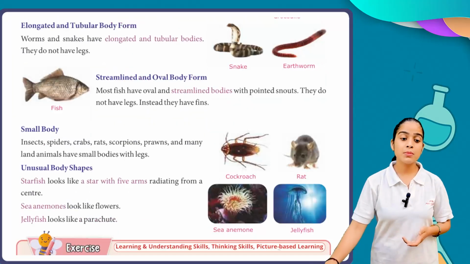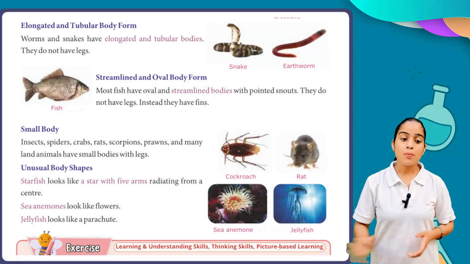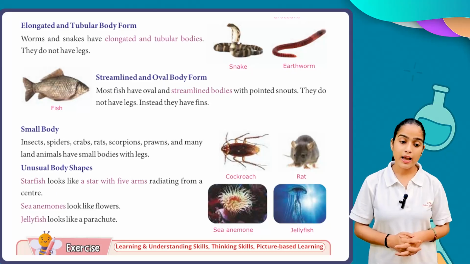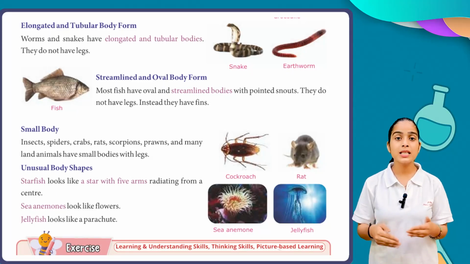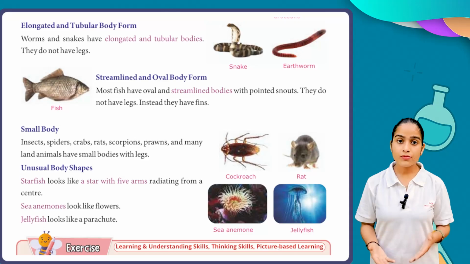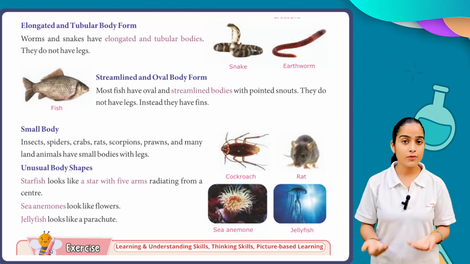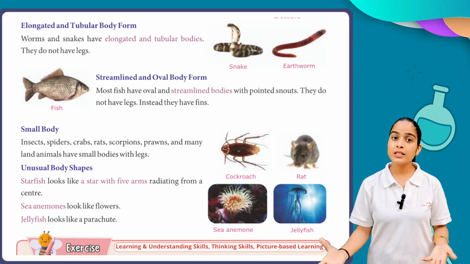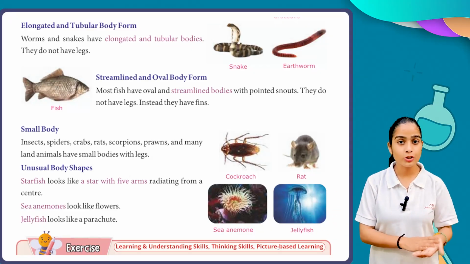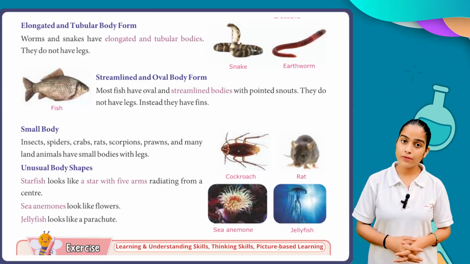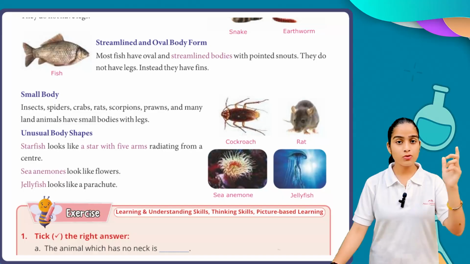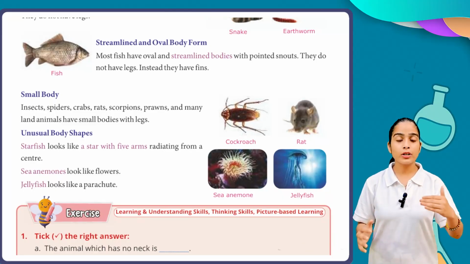Next, we have the streamlined and oval body form. Most fish have oval and streamlined bodies with pointed snouts. They do not have legs, instead they have fins. With the help of fins they can swim. Without fins they cannot swim inside the water, so fins are more important than legs for them. That is why fins are given to the fish, and they do not have legs. They have a small oval body also, so they can move inside the water accurately.